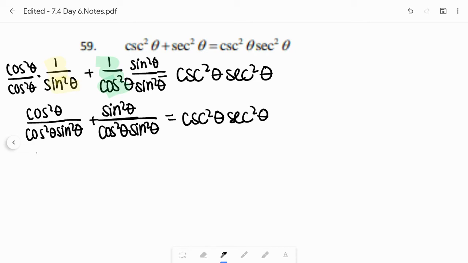Okay, now let's go ahead and add this. Cosine squared theta plus sine squared theta over its common denominator.